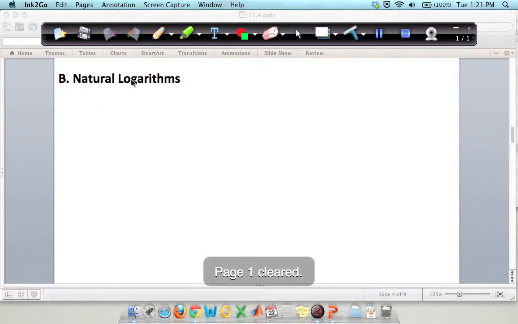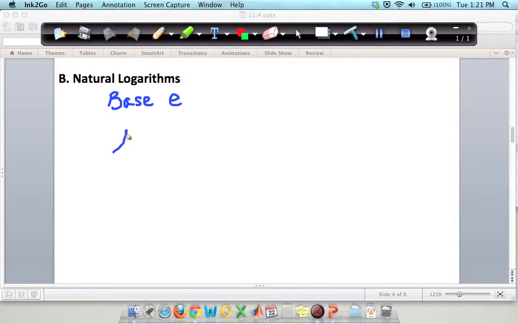Okay, natural logarithms, you can see this occurring in sciences, in finance, where your interest is compounded continuously. This is base e, and we talked about e when we did exponentials. Remember, this was 2.718. So we're talking about logs with base e. In your calculator, it's ln. So if you see ln, that's base e for natural log.